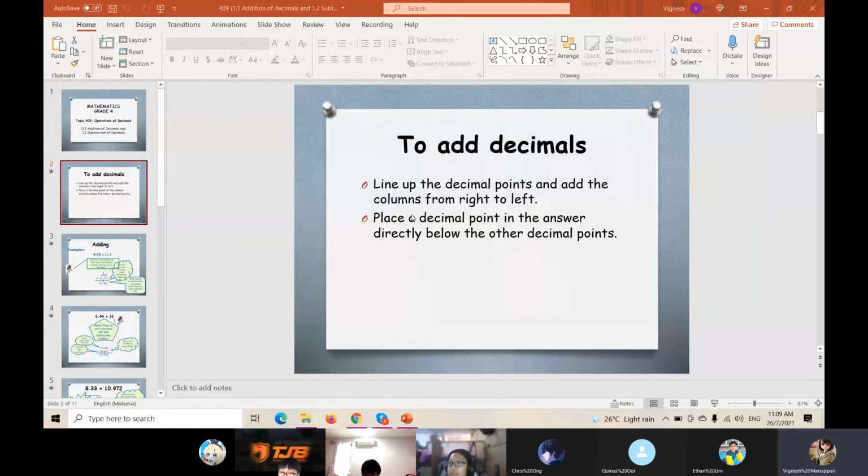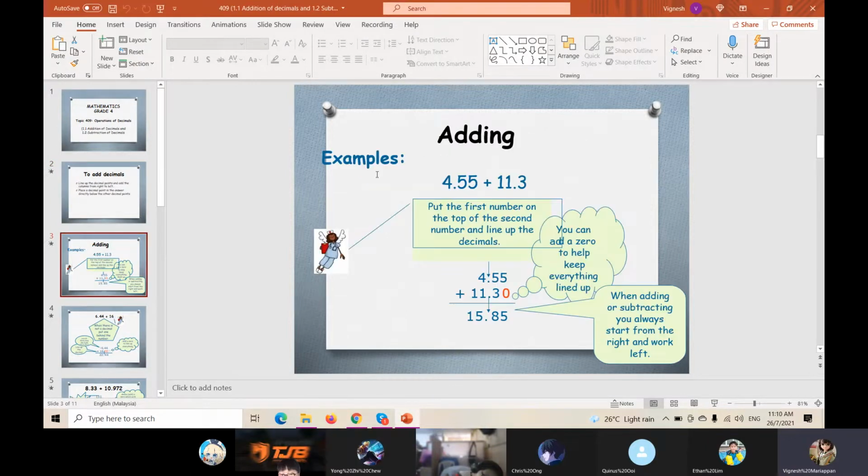Then you have to place a decimal point in the answer directly below the other decimal point. I'll show you in an example so that it will be very clear for you. When the question is given in this form, for example, 4.55 plus 11.3.